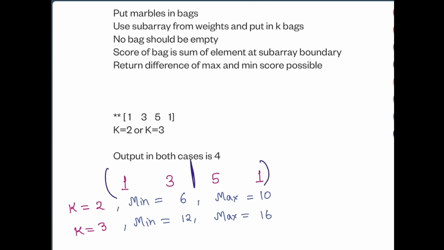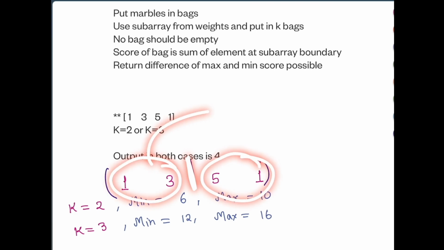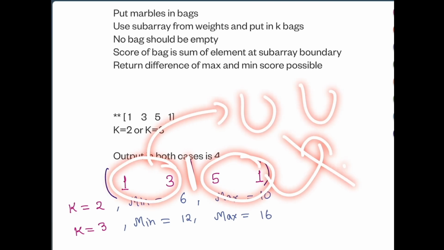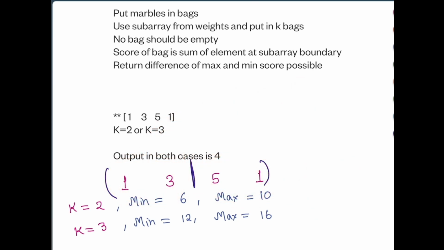Since k is equal to 2, if you split it at one point, then you are going to get two subarrays and then put it into your bags and sum their scores, which is 4 and 6. This is equal to 10. But this is one possibility.